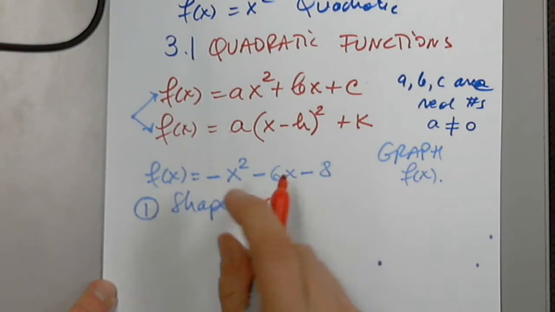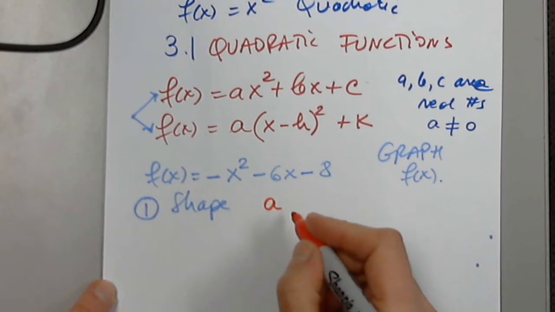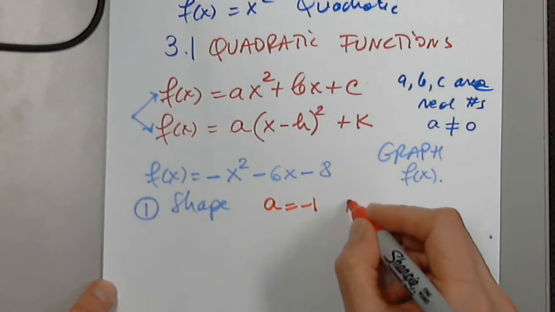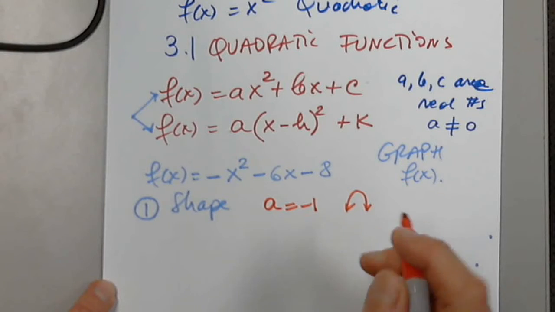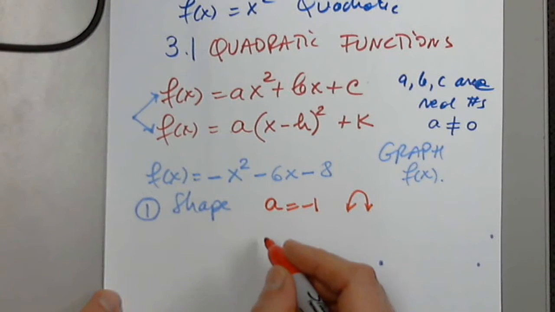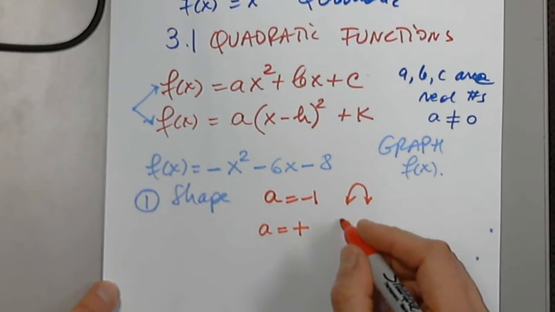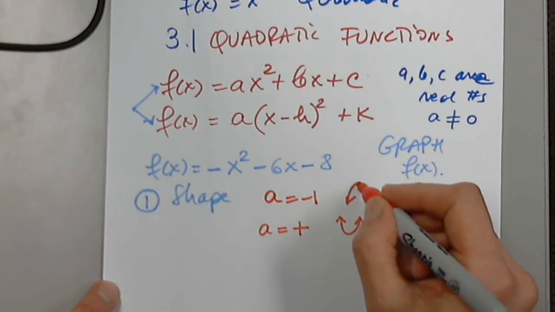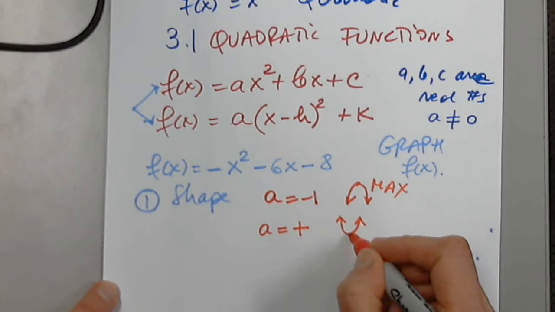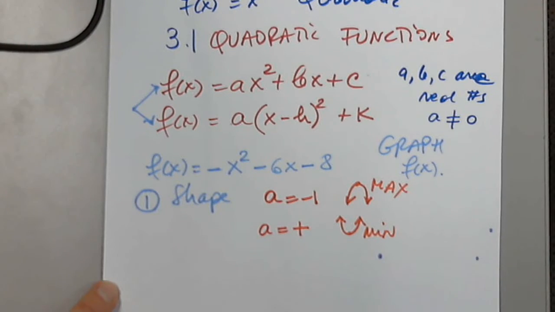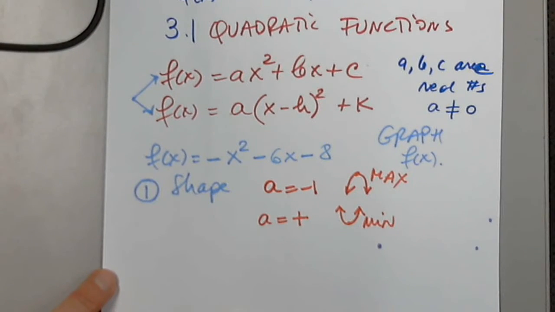If the leading coefficient, in this case -1, is negative, the parabola will have a maximum. If the leading coefficient is positive, then the parabola will have a minimum. So this is a maximum, and this will be a minimum. Question: what if it's a negative less than 1, like, say, -2? It doesn't matter. It still has a maximum.